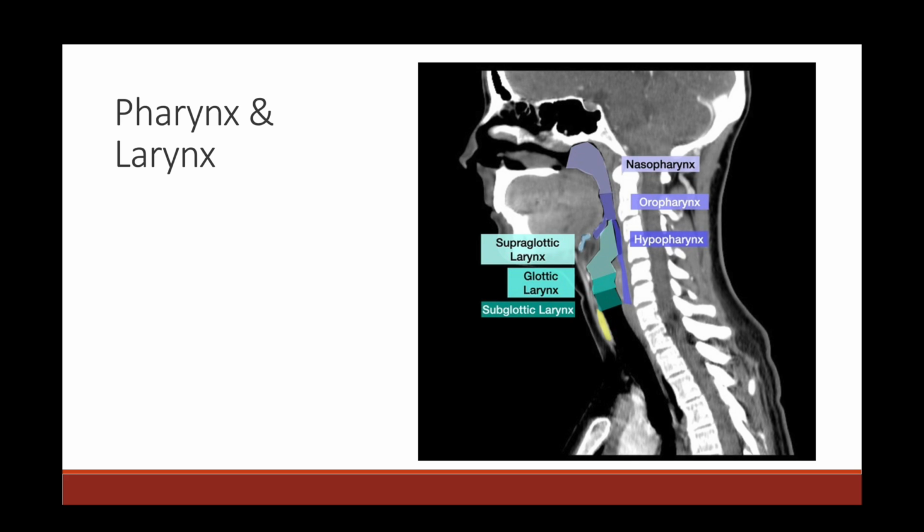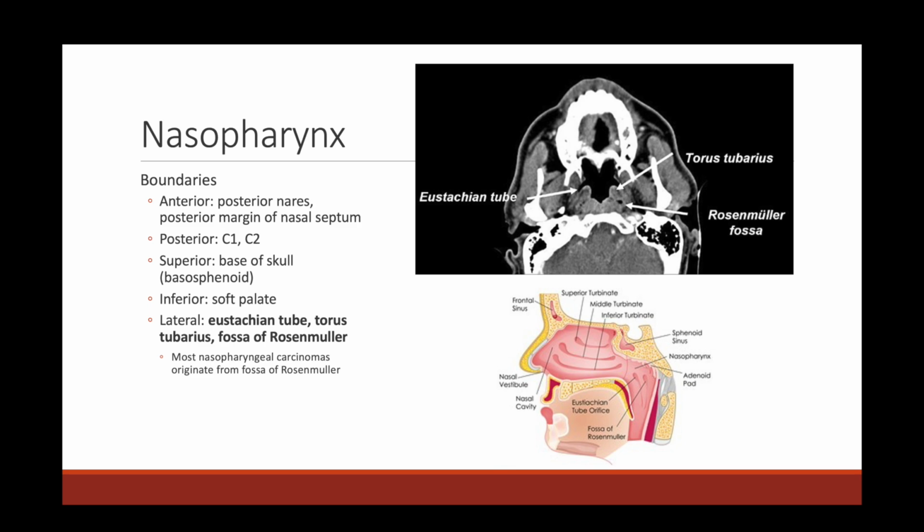The nasopharynx sits just behind the nasal cavity. The oropharynx sits just behind the oral cavity. And then the hypopharynx sits behind the larynx. Nasopharyngeal cancers are actually fairly rare in the United States, and they tend to be more common in areas like China and Southeast Asia. Uniquely, nasopharyngeal cancers are often associated with Epstein-Barr virus infection, so EBV infection. And we do test for EBV infection in our patients that have nasopharyngeal cancers.